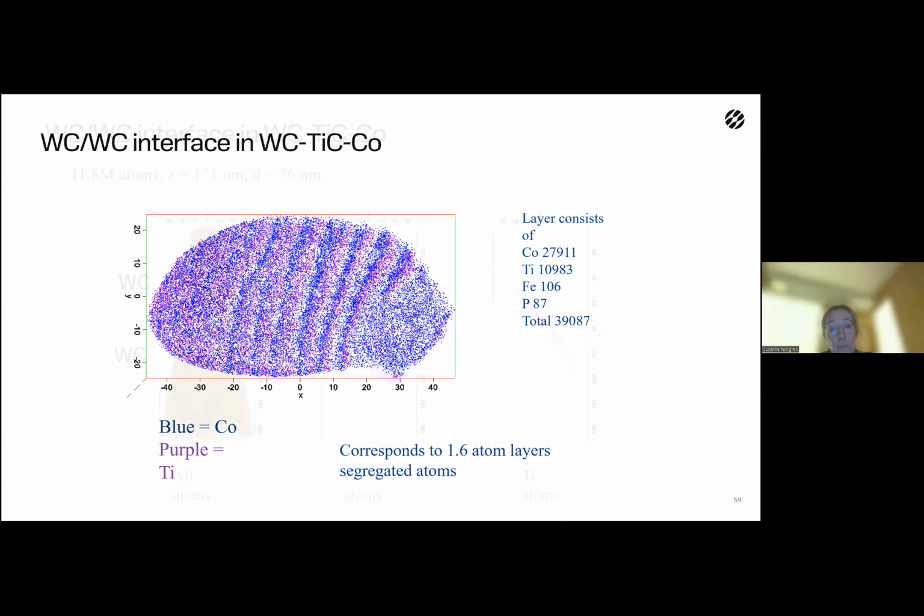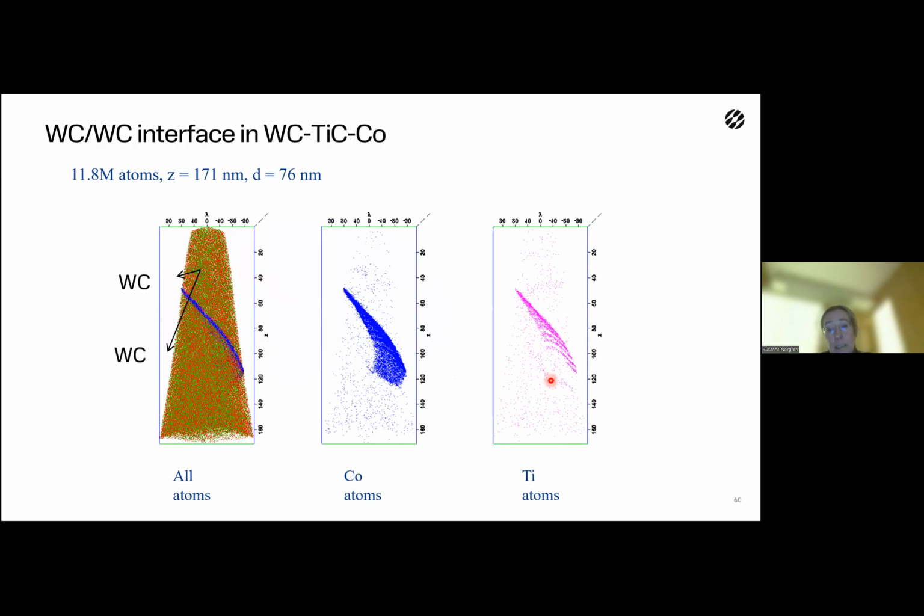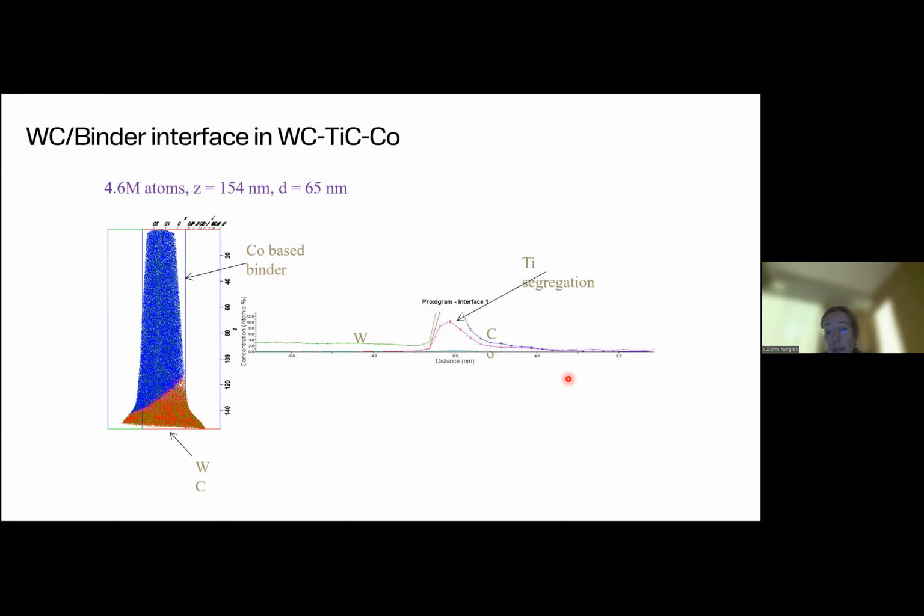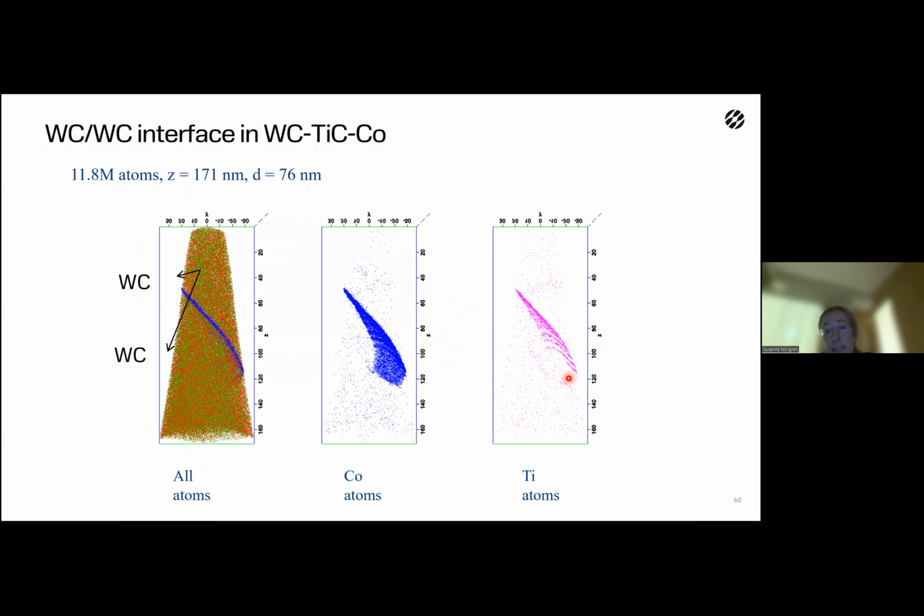And it's even more obvious when you look at it in this way. So we are looking at this tungsten carbide interface, and here are the cobalt atoms, and here are the titanium atoms. And if we look at this, these atoms are actually at every 17th layer, which corresponds to the misfit dislocation at the interface between tungsten carbide and cobalt, which is interesting.